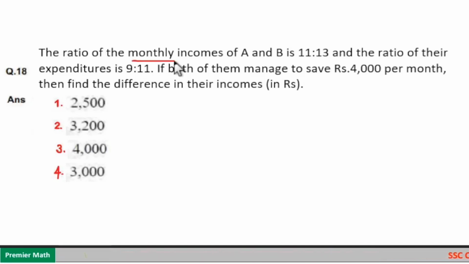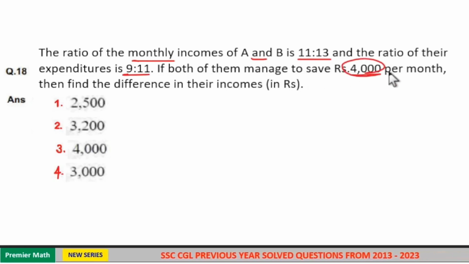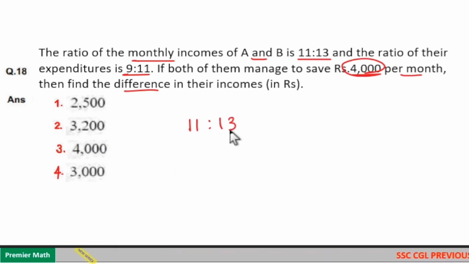Ratio of monthly incomes of A and B is 11:3 and the ratio of their expenditure is 9:11. If both of them manage to save rupees 4,000 per month, find the difference in their incomes. Here monthly income is in the ratio 11:3 and expenditure is in the ratio 9:11.